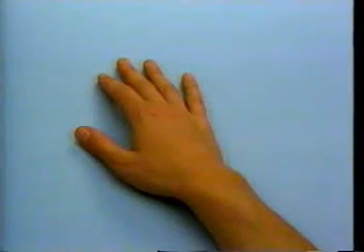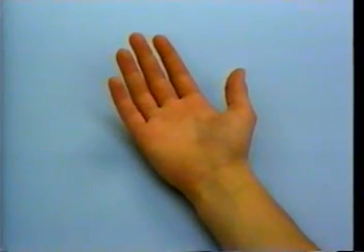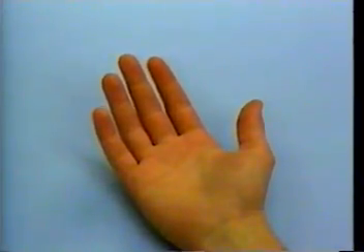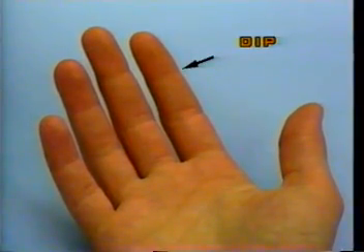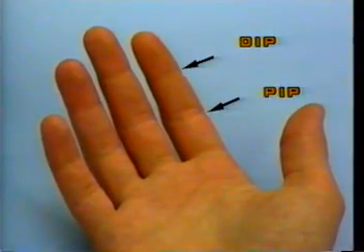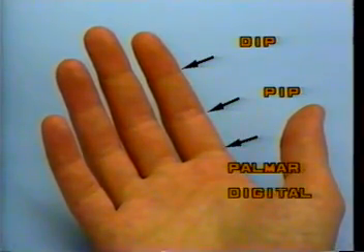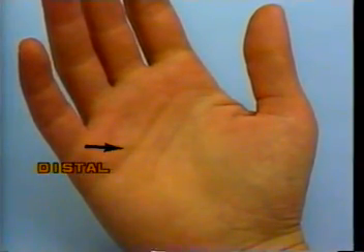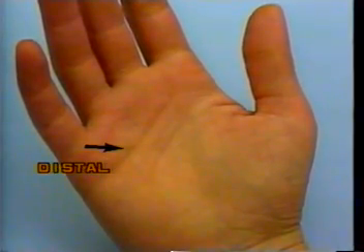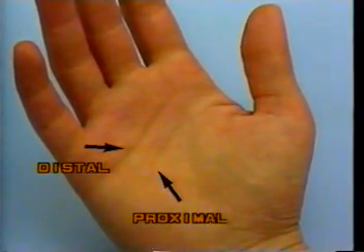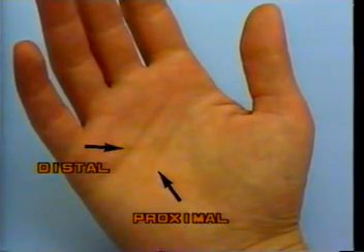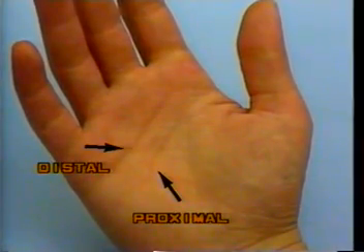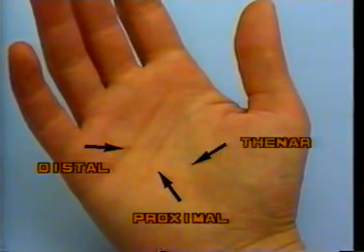Next, observe the palmar surface of the hand and wrist region, noting the creases in the skin. In the fingers, note the distal interphalangeal crease, the proximal interphalangeal crease, and the palmar digital crease. In the palm, the distal palmar crease denotes the level of the metacarpophalangeal joints. The proximal palmar crease lies approximately 1 centimeter proximal to the distal palmar crease, and the thenar crease outlines the thenar eminence.